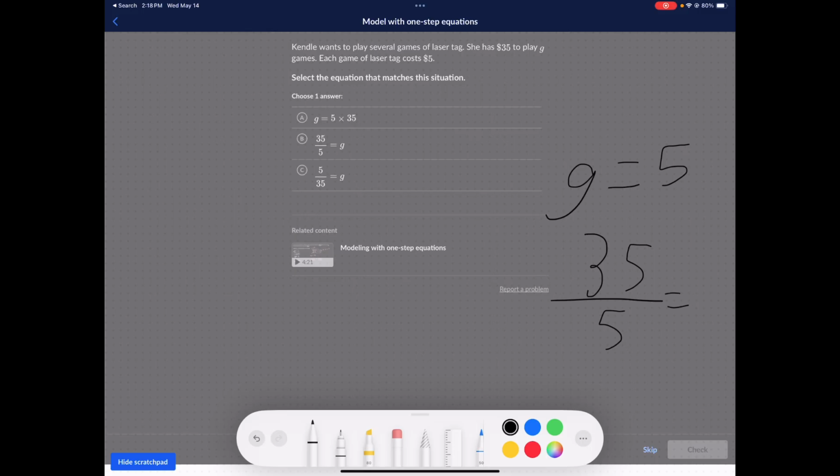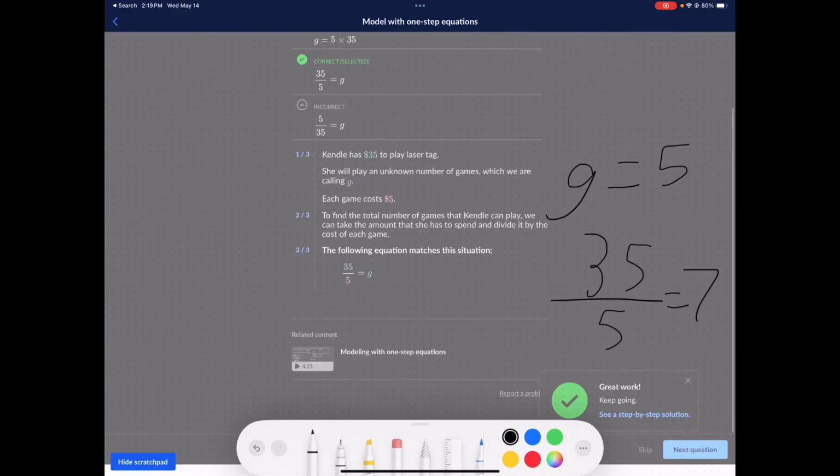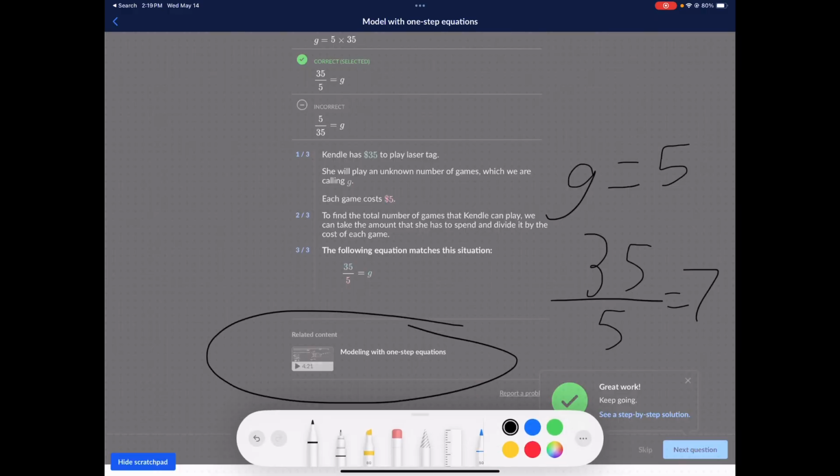Because understand, if we have $5 for one game, then if we play 7 games at $5, that'll be 35, because 5 times 7 is 35. So it's 7. So we'll represent 7 as G, the amount of games. So, in other words, it's B. If you got that right, good job. If you didn't, here's the video, here's the explanation. Happy studying.